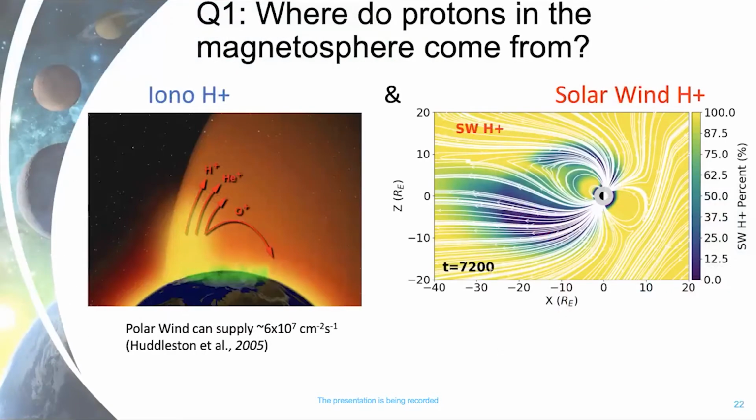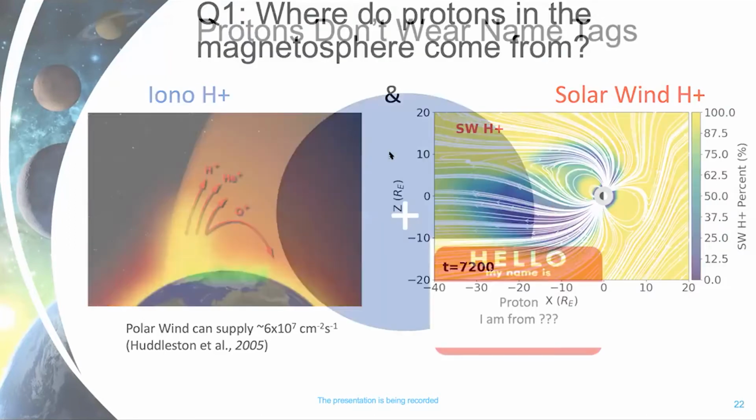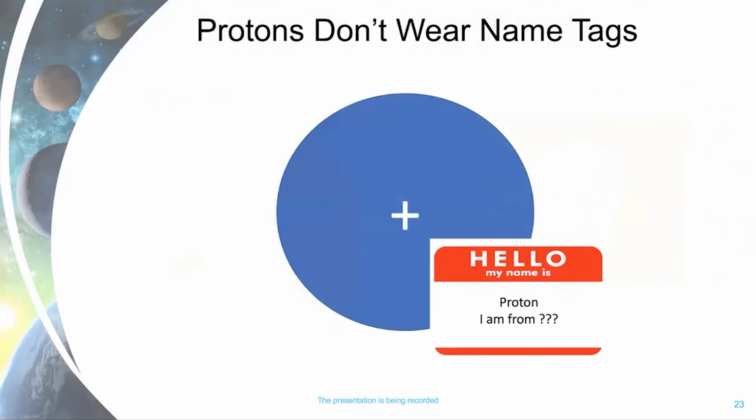So going back to question one, where do the protons in the magnetosphere come from? So as I showed in the introduction slide, you can get them from the solar wind or from the ionosphere, and the ionosphere can provide quite a lot of them. And the issue is when you observe protons in the magnetosphere, you don't know where they came from. They don't wear name tags. You can't look at one and say, this magnetospheric proton is from the solar wind, and this other one is from the ionosphere.